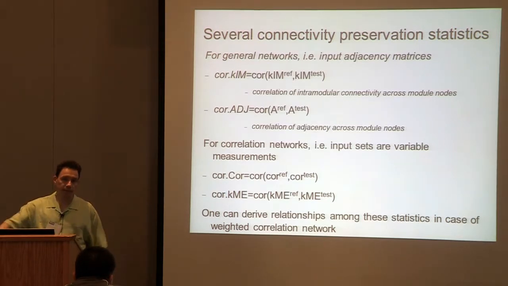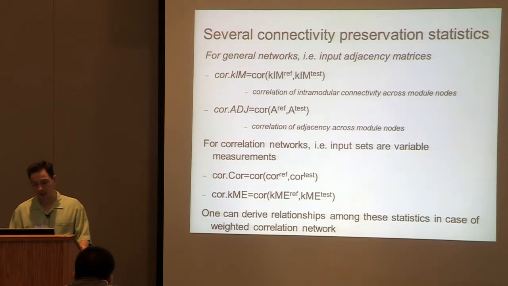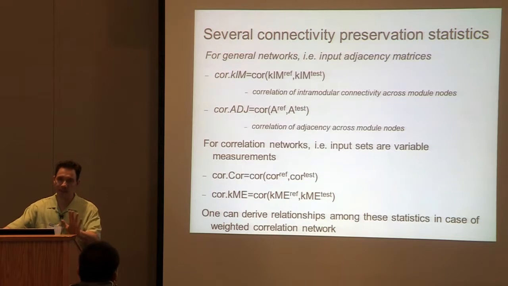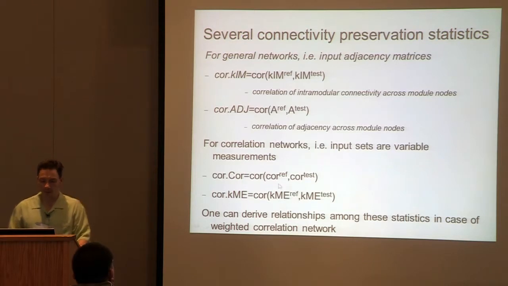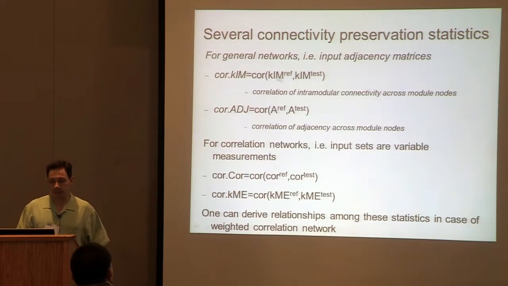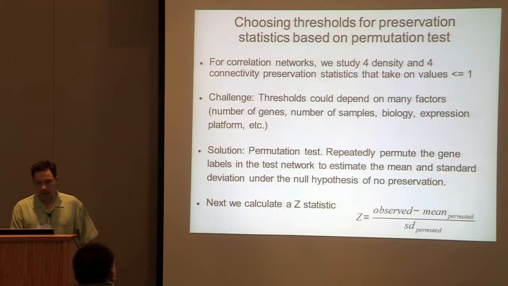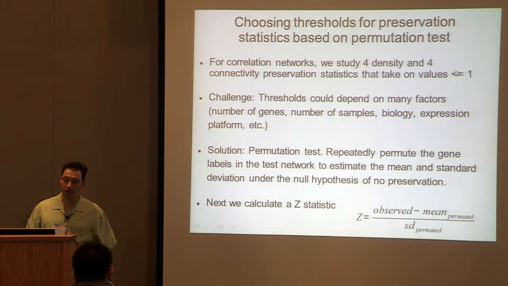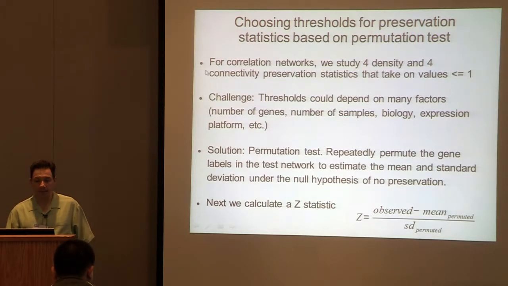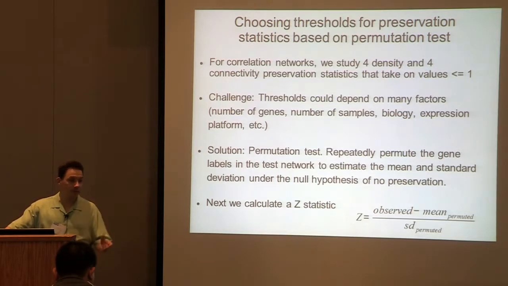By now, probably your head is spinning, so many statistics. But it turns out that one can derive relationships among those in the case of correlation networks. They roughly measure the same thing, and therefore we aggregate them. Instead of writing a paper where we output 4 statistics, we aggregate into one overall statistic. One thing to notice is all of these statistics are defined so that the maximum value is 1. Why? These are all correlations, and 1 means perfect preservation. So we actually have 4 connectivity preservation statistics, 4 density statistics, and all of them take on values less than or equal to 1. And what we really need are thresholds. We want to have a significant threshold. Why?